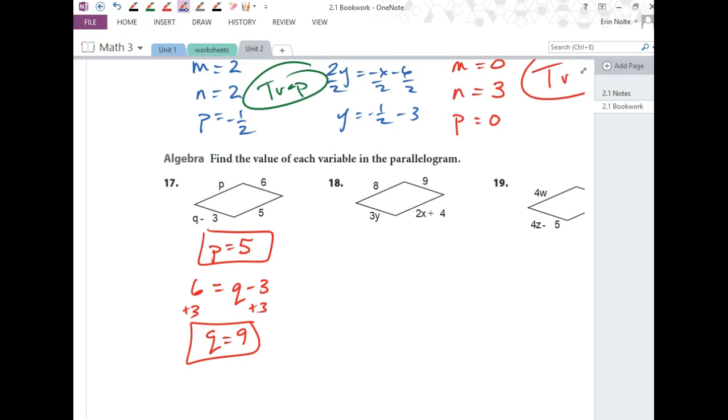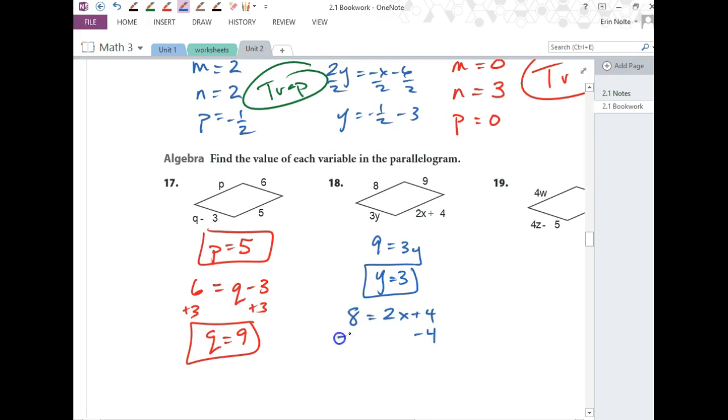Okay, on 18, what two sides can I set equal to each other? 9 is equal to 3y, so can we all agree that y is 3? And what other two sides can we set equal to each other? 8 is equal to 2x plus 4, so minus 4, so 4 is equal to 2x, divided by 2, and I definitely agree with you. X is 2.